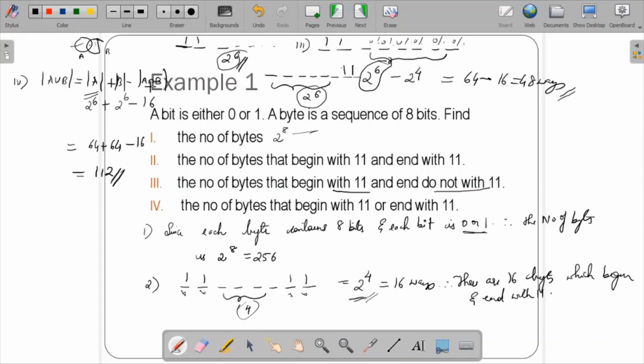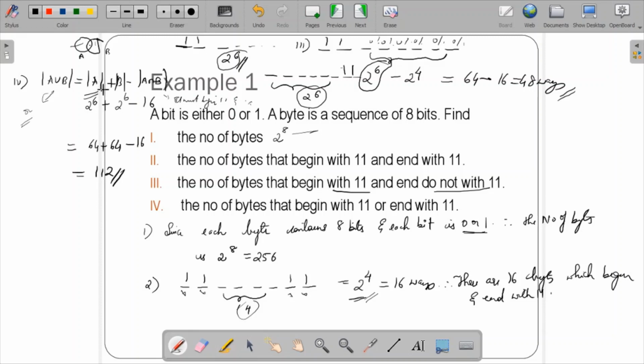What is A intersection B? A union B is begin with 1 1 or end with 1 1. A intersection B is exactly the opposite of that. It must begin with 1 1 and it must end with 1 1. This is an OR condition: it may begin with 1 1 or it may end with 1 1. But for the intersection, it must begin with 1 1 and it must end with 1 1. That is this.